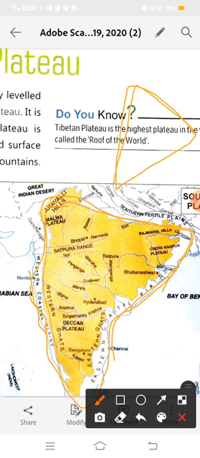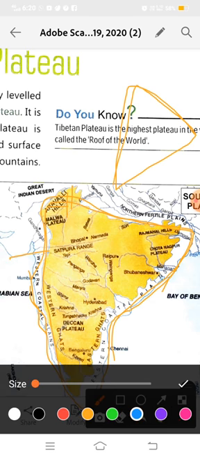Now the Aravalli Hills lie in the northwest. Where are the Aravalli Hills? Northwest means north, upside is north and left side is west. I am going to choose another color for showing you the Aravalli Hills. Here are the Aravalli Hills, in the northwest. Here is north and west. In the northwest it has the Aravalli Hills and the Rajmahal Hills in the northeast.